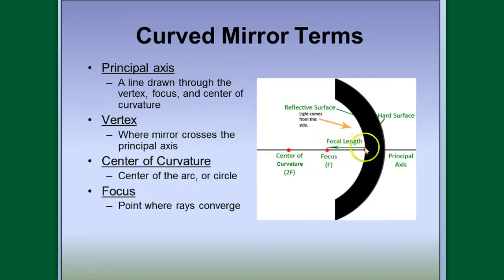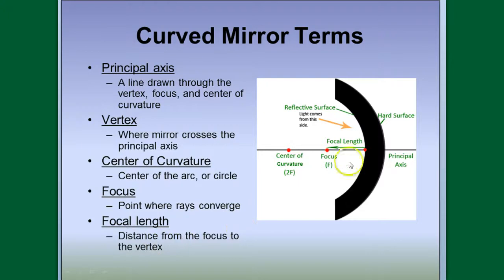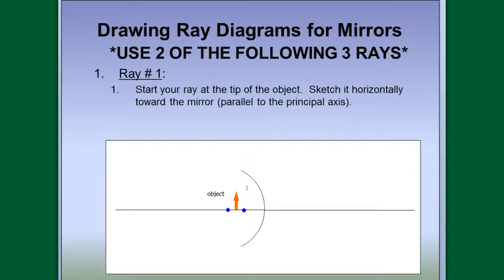So this distance is F, which means this distance would be 2F. Let's go ahead and go to focal length, that's the distance from the focus to the vertex. If the focal length is 2 centimeters, that means the distance to the center of curvature, or the radius, is 4 centimeters. Okay, let's go ahead and go to the back side of the notes.